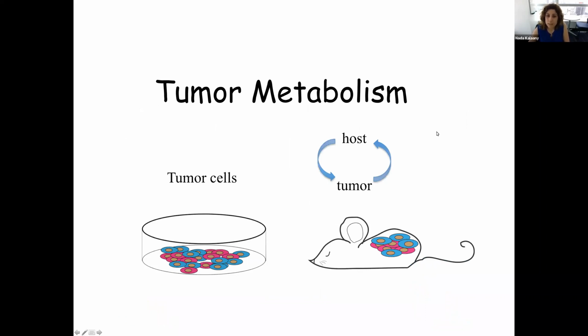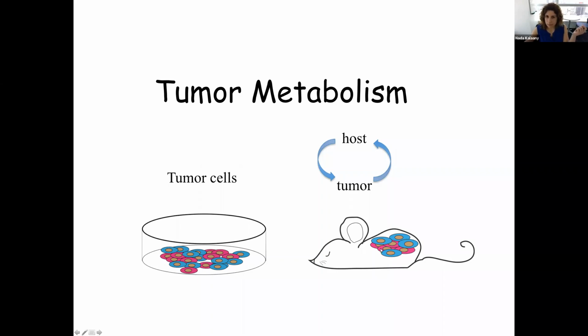Tumor growth is complex, and that's simply because it grows in a host and not in a tissue culture dish. Recent work from our lab and others has highlighted the relevance of studying tumor metabolism in a physiological context, as discrepancies between in vitro and in vivo work are being increasingly underscored and recognized in the metabolism field, and that could impact their translation into the clinic.